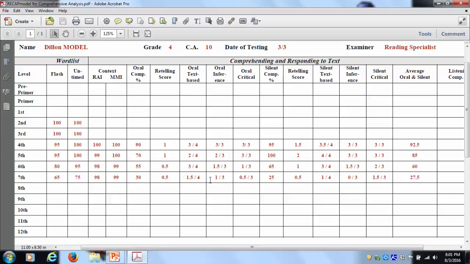But what did we have to do? We had to get on that diagnostician's hat. And here we have our frustration level at the 7th grade.